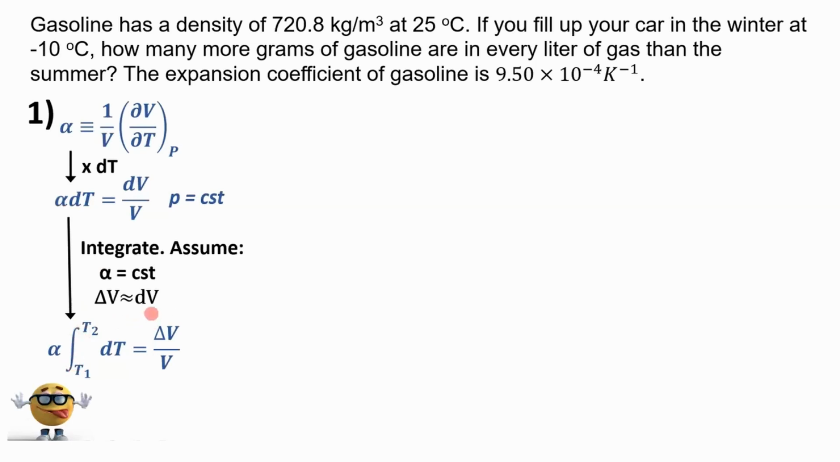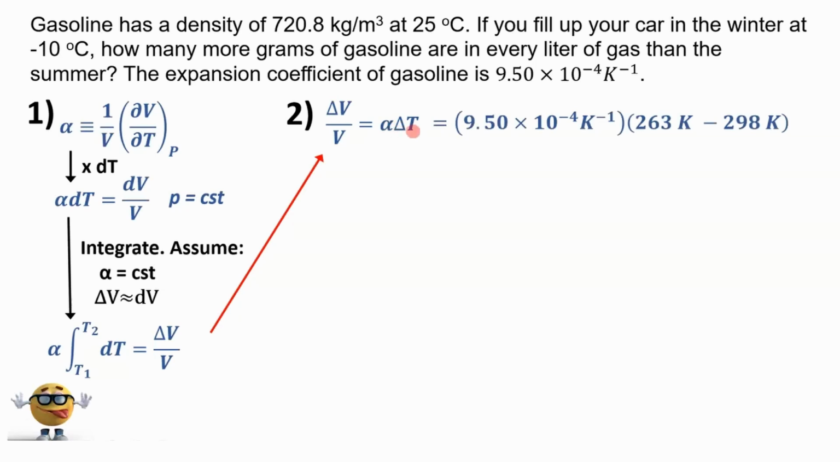Now there's no integration symbol here because we're assuming that delta V is approximately equal to dV, and we're doing this because this is a liquid. It's not a gas, it's a liquid. So we're assuming that the volume doesn't change much. And for liquids and solids, that's a pretty good approximation. So the integral of dV over V is delta V over V. And we're also assuming that the expansion coefficient is constant. It does change, but over this small temperature range, we're going to assume it doesn't change, so it comes out of the integral. So delta V over V equals the expansion coefficient times delta T.